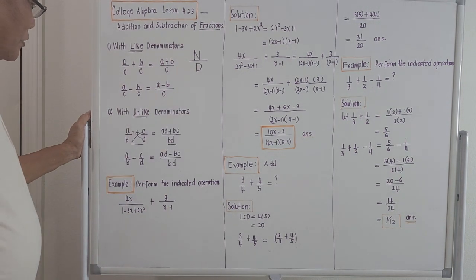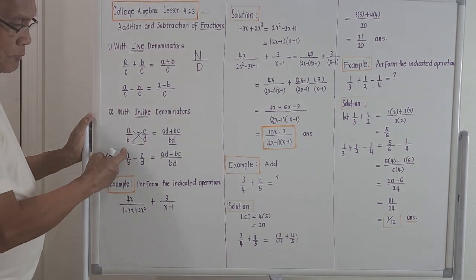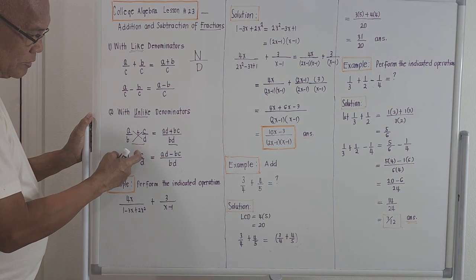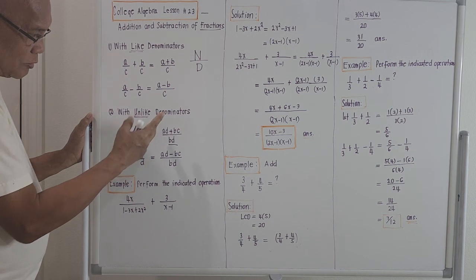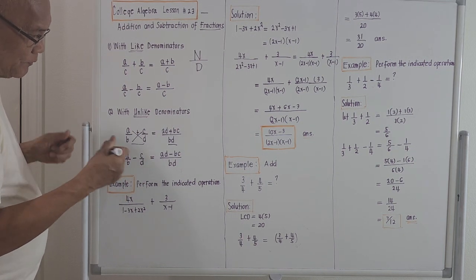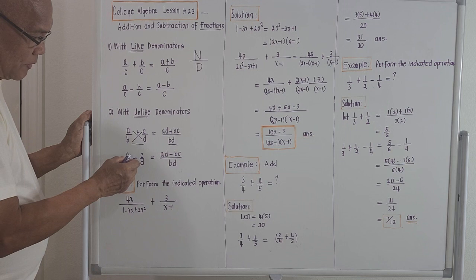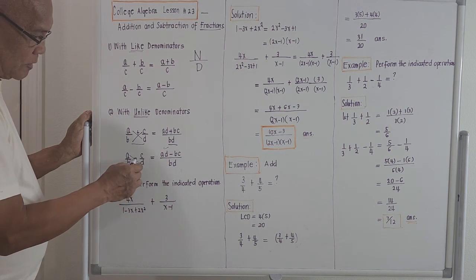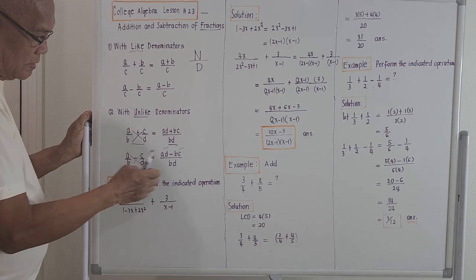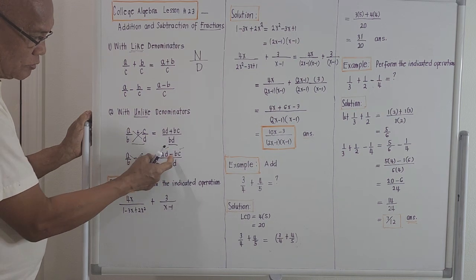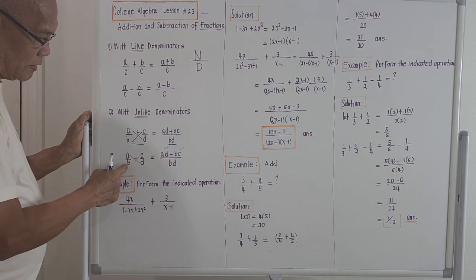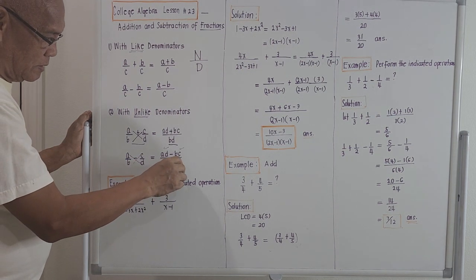For the subtraction, it's the same. a over b minus c over d. Whether the operation is plus or minus, the resulting numerator will be still the same. The product ad minus the product bc, since this is a subtraction. All over the common denominator, which will be the product bd.